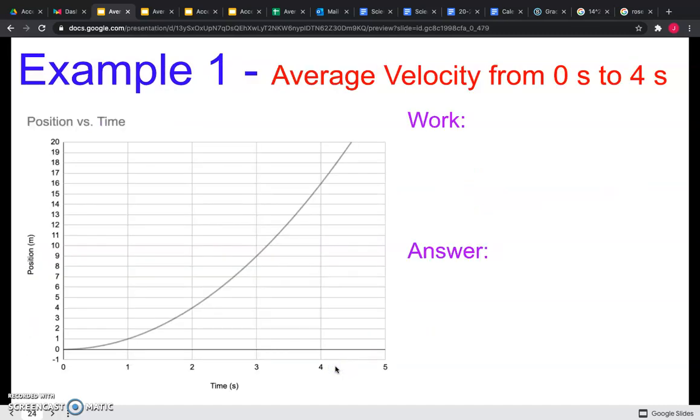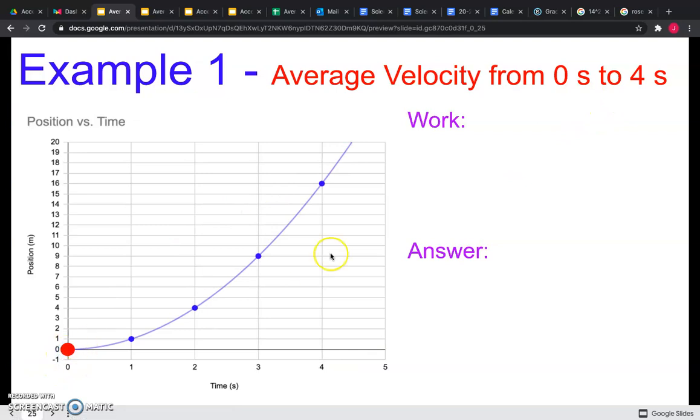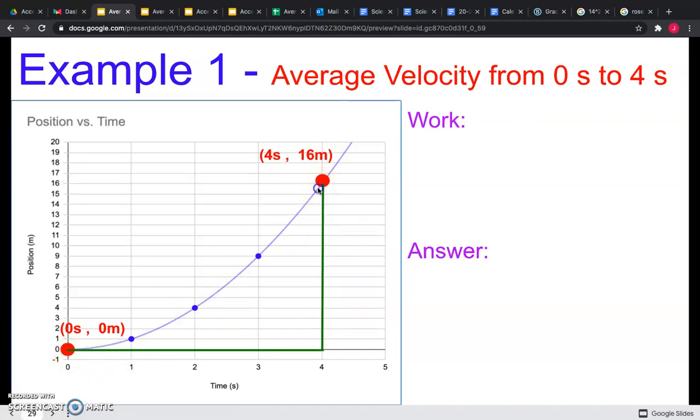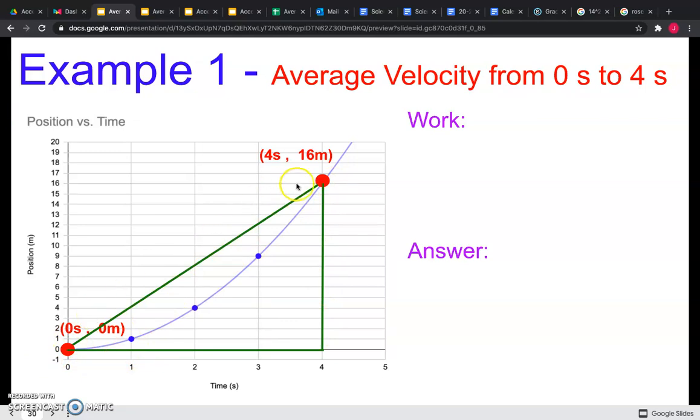So let's go through an example of that. Let's find the average velocity from 0 seconds to 4 seconds. And we can see the point at 0 seconds is at 0 seconds and 0 meters. The point at 4 seconds is at 4 seconds and 16 meters. And what we're going to do is we're going to find the slope between those 2 points. So we need to find the rise and the run, and that will help us find the slope of this line here.